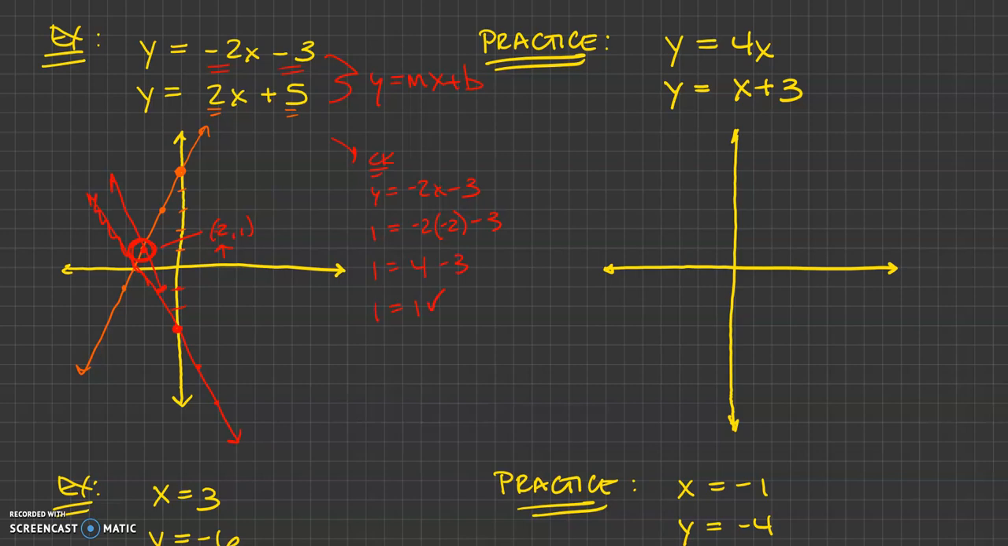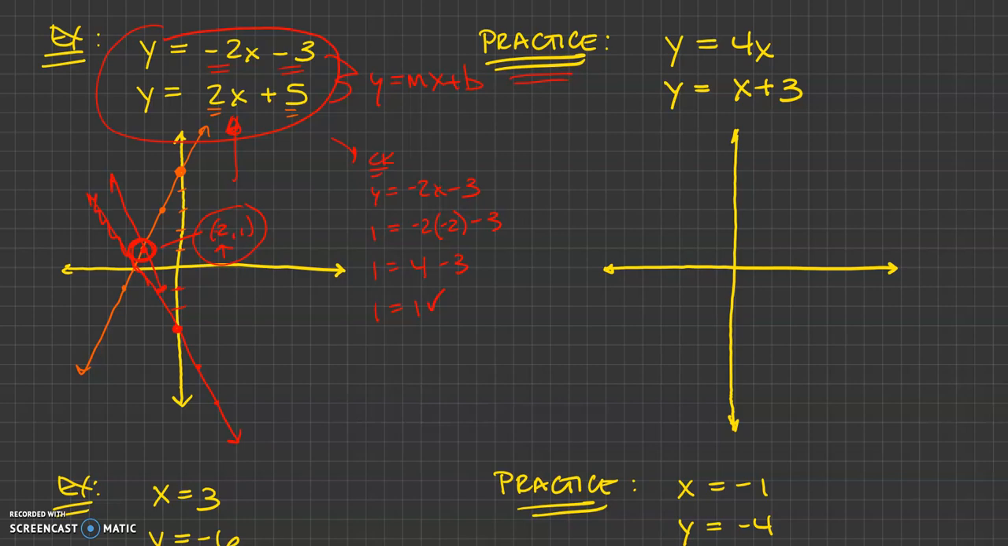So the solution to this system of equations, this is a system, all this right here. The solution to this system of equations is negative 2 and 1. And remember, the solution is where they cross, where they intersect. Now I want you to pause the video, try this practice problem, and then restart the video to see if you answered it correctly. All right, well, hopefully you did what I asked you to do.